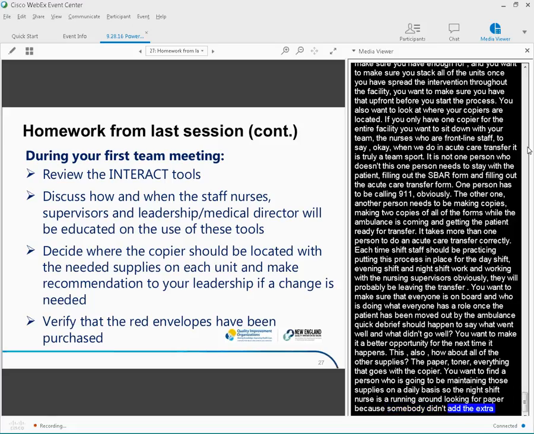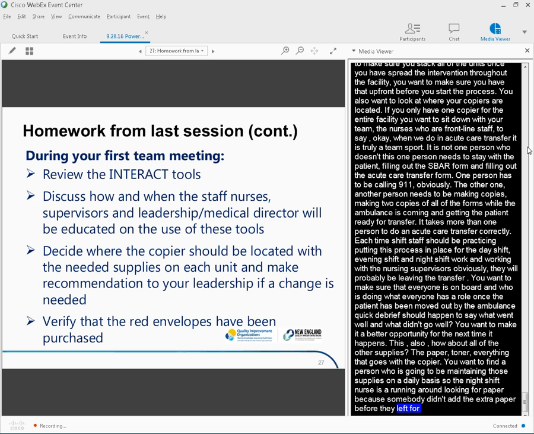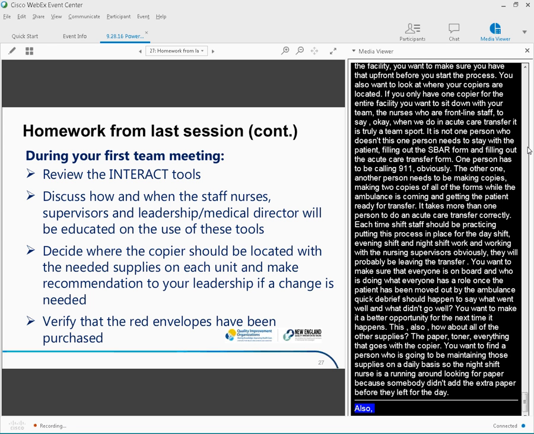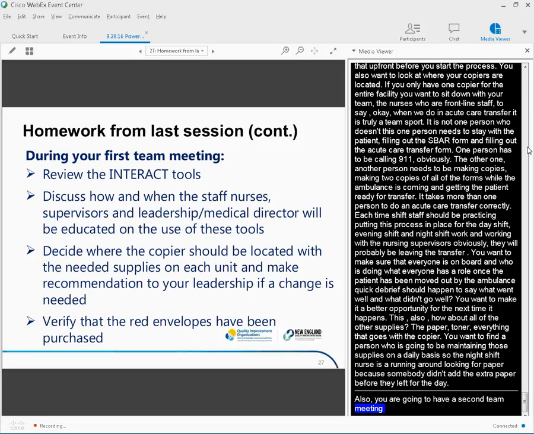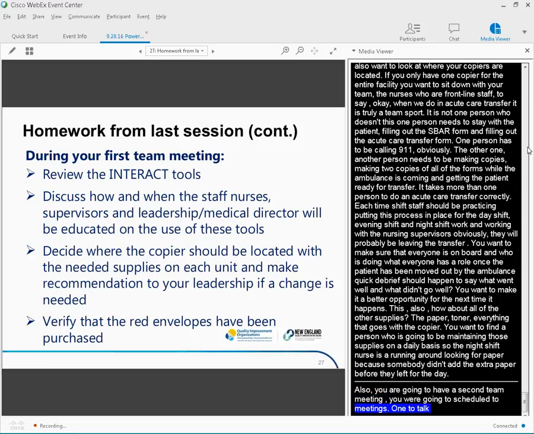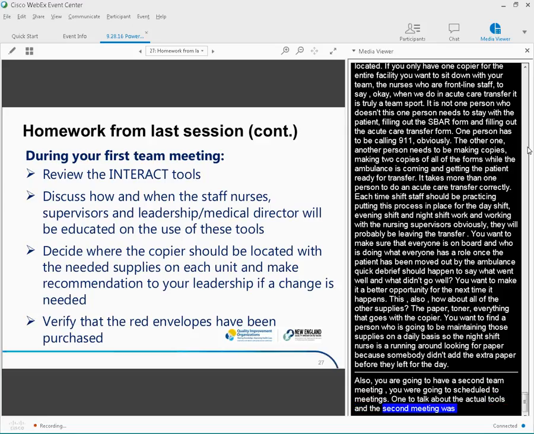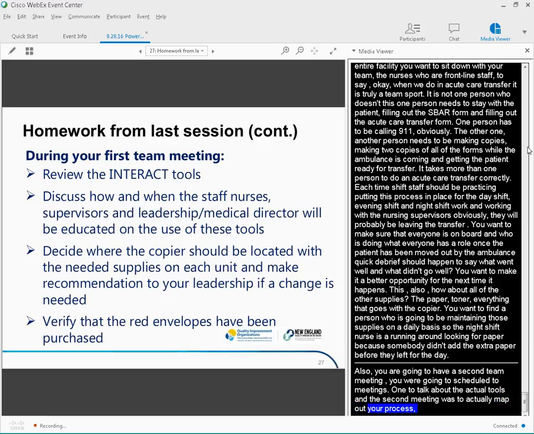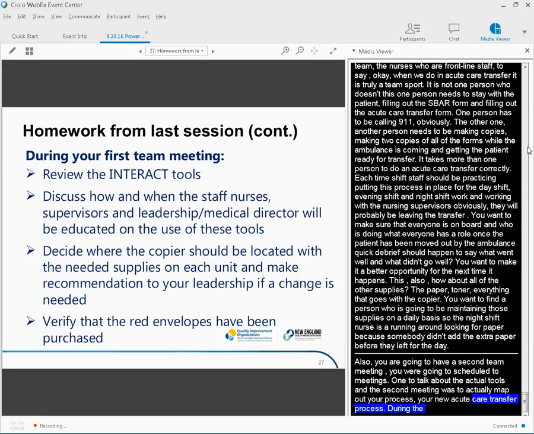Also, you're going to have a second team meeting. You're going to schedule 2 meetings, one to talk about the actual tools, and the second to map out your new acute care transfer process. During the first team meeting, you're going to review the tools. You're going to discuss how and when your staff nurses, supervisors, leadership, and medical director are going to be educated on the tools.